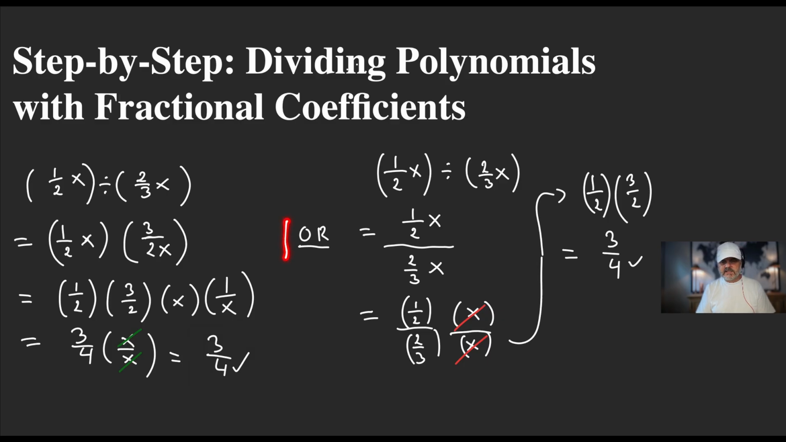You can also see the same question done in slightly different ways, where you start with the division statement and you write it in the form of a fraction. This is your numerator, 1 over 2x, and the denominator is 2 over 3x. Again, you would divide half by 2 over 3, which is to say that you would eventually multiply 1 over 2 times 3 over 2.